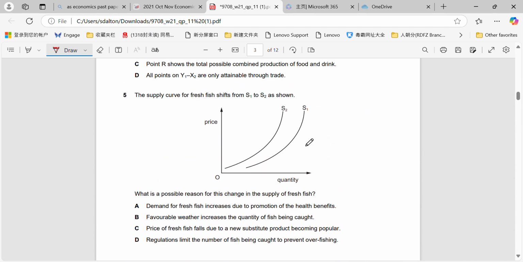Okay, question 5. The supply curve for fresh fish shifts from S1 to S2 as shown. What is a possible reason for this change in the supply of fresh fish? Okay, simple. We're just looking for a reason why the supply of fish could have been reduced. So it's nothing to do with demand, it's to do with supply, right? So A is out of the question. Favourable weather increases the quantity of fish being caught. Supply would shift to the right, it would not shift to the left.